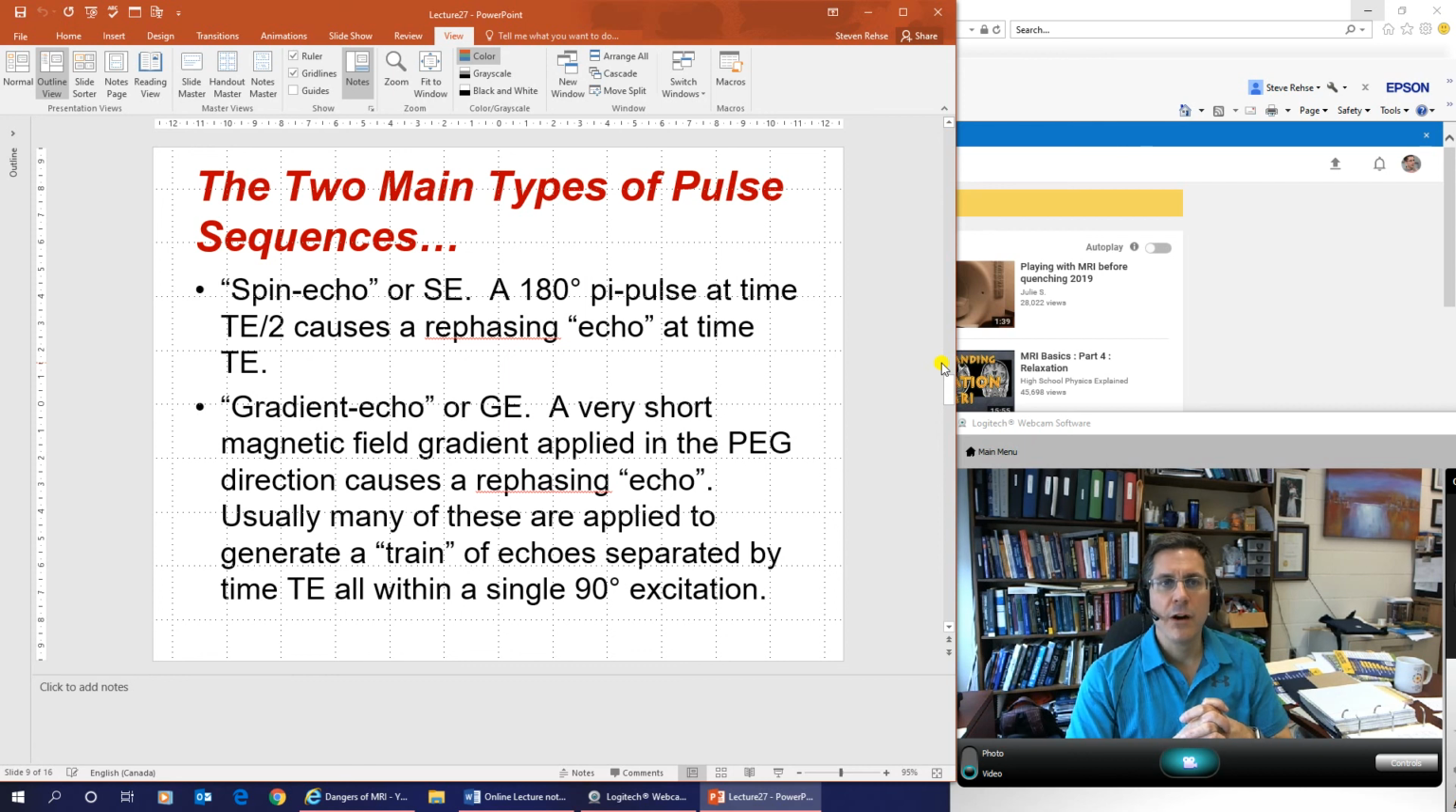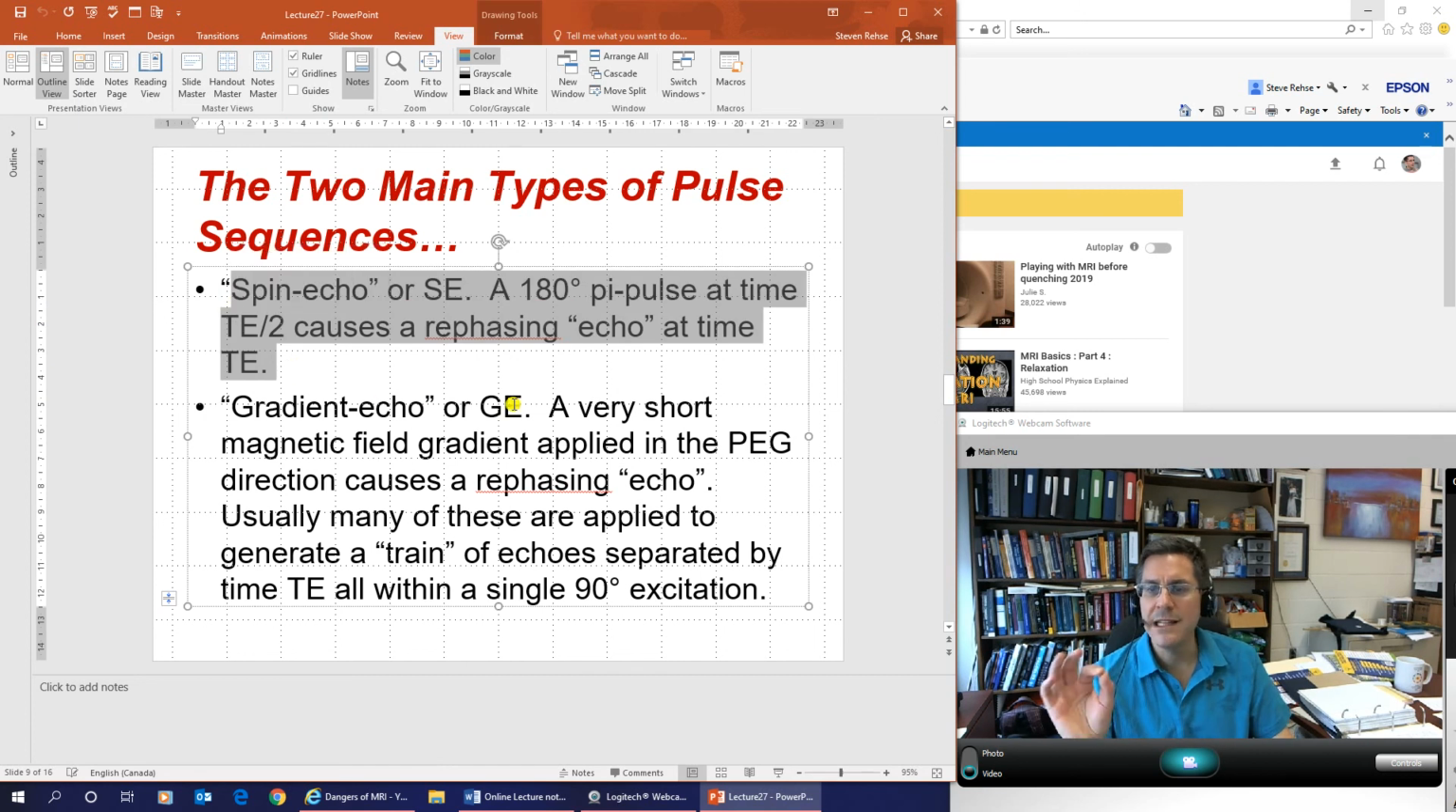So there are 2 main types of pulse sequences. Actually, there's tons of pulse sequences in MR, and the MR people spend a lot of time thinking about this. For the level of knowledge that you guys need to have, there's only 2 main types that you need to know, and we call them SE for spin echo, GE for gradient echo. SE is what we've been talking about all the time, up till now. A 180-degree pi pulse at time TE/2 causes a rephasing echo at time TE. This statement right here, this should make complete sense to you now. We've been talking about it for 3 lectures in a row. So the spin echo pulse sequence has to make sense to you.